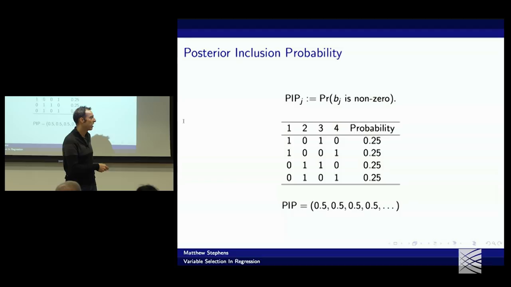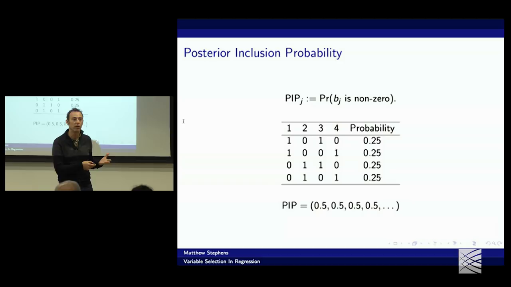which is for each j, they just ask, well, what's the evidence that bj is non-zero? So what they do is they take, say, for SNP1, how confident can we be that the effect of SNP1 is non-zero? Oh, well, that happens in these two models, which each have probability 25%. So roughly speaking, we can be 50% confident that SNP1 has a non-zero effect. That's called its posterior inclusion probability, or PIP. So it is going to be 0.5.